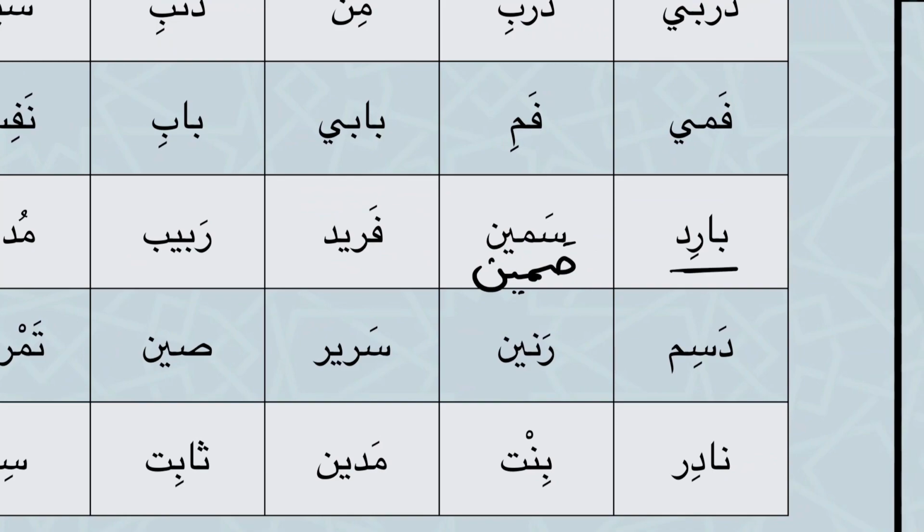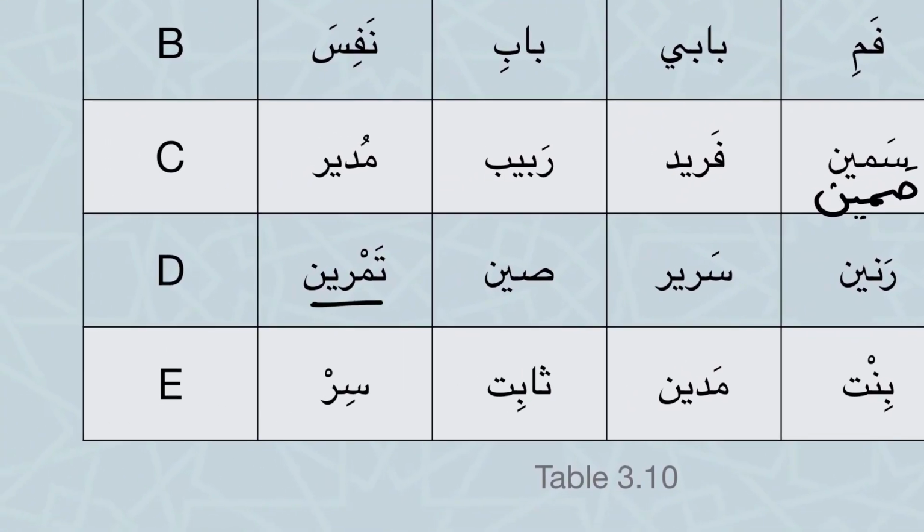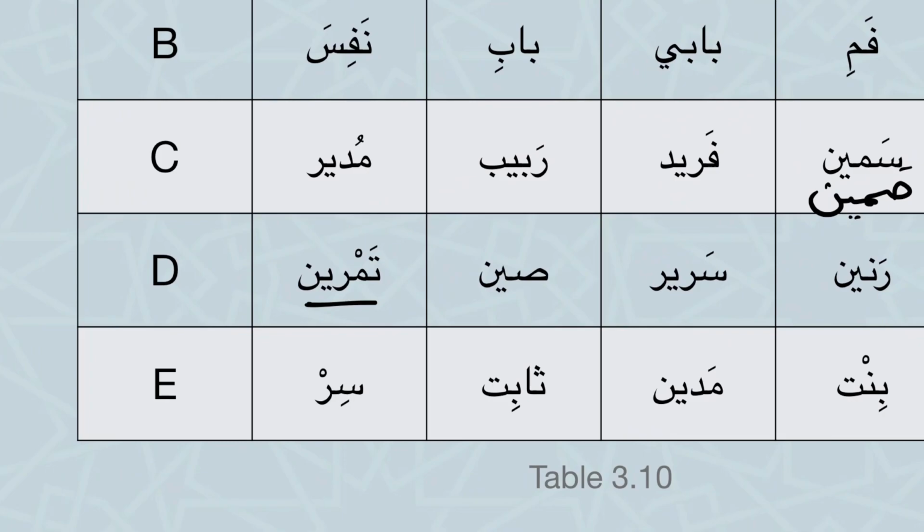Barid. This one here, Ta with the fatha, Mim with a sukun. The Re has no vowel, but there's a Ya after it, so it's a long E sound. So it's Tamreen. The sad here has no vowel, but there's a ya, so it's a long vowel. Sin, which is China.